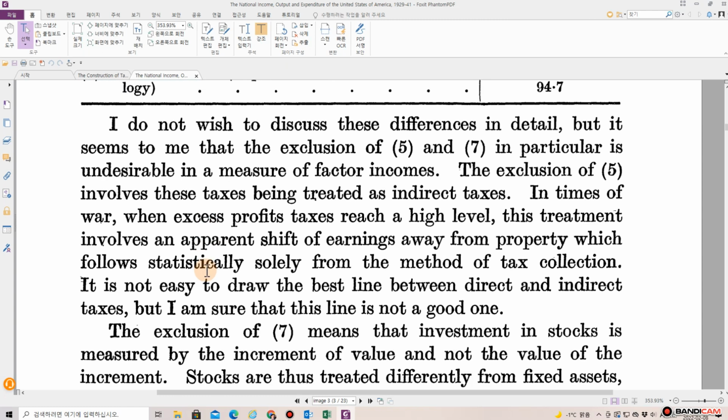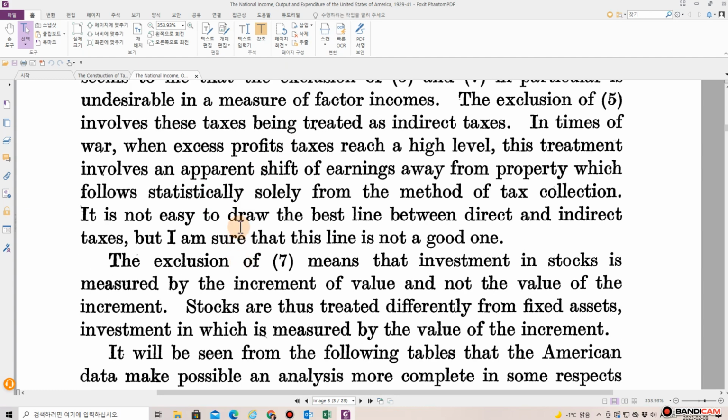In times of war, when excess profits taxes reach a high level, this treatment involves an apparent shift of earnings away from property, which follows statistically solely from the method of tax collection. It is not easy to draw the best line between direct and indirect taxes, but I am sure that this line is not a good one.